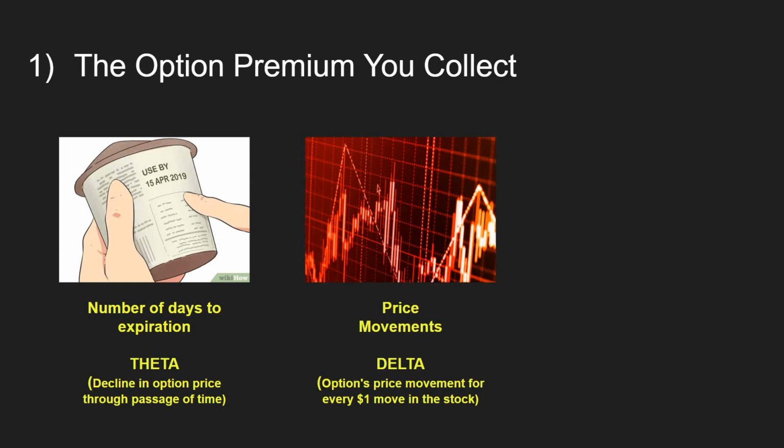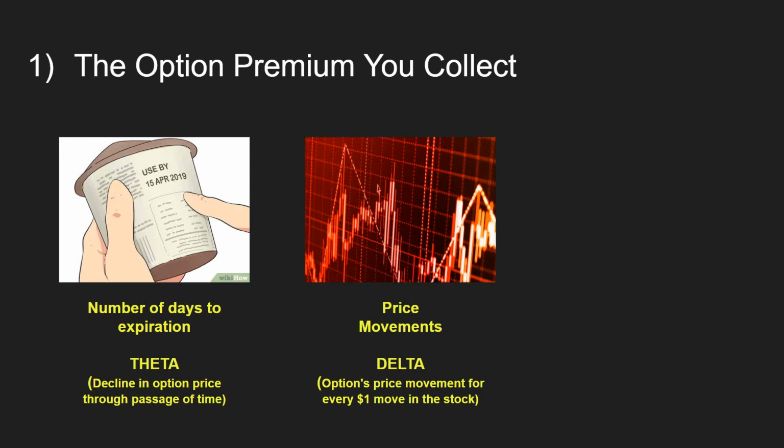The second piece is the price movement of the actual stock itself, and the Greek for that is called delta, which basically means the option's price movement for every dollar the stock moves up or down. So, for example, if a strike price has a delta of 0.6, so 60 cents, what it's basically saying is if the current price, all else being equal, moves up or down by $1, the option's price will increase or decrease by 60 cents.